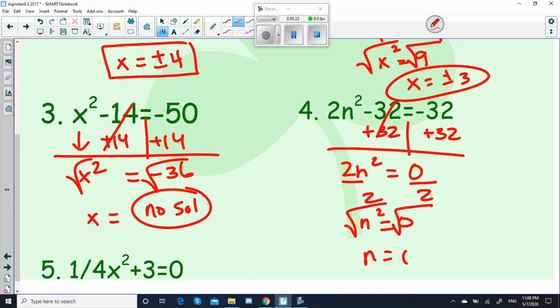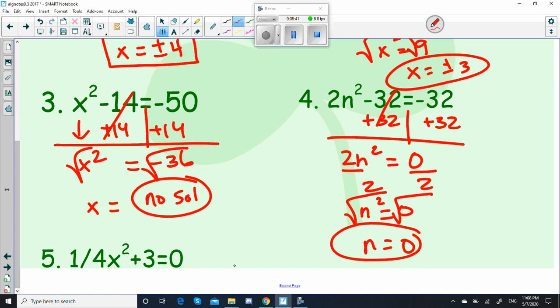So n is 0. Now, plus or minus 0 doesn't really exist because if you have nothingness, it can't be a positive value or a negative value. It's nothing. So the answer is just 0, which means that the vertex is sitting at 0, 0. It only crosses one time instead of 2.